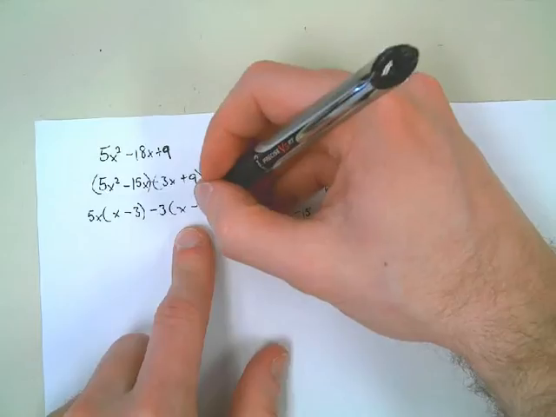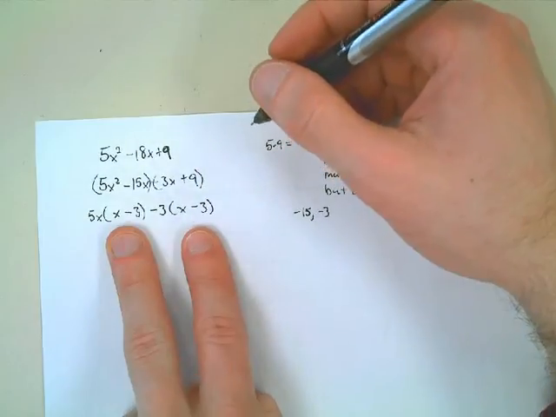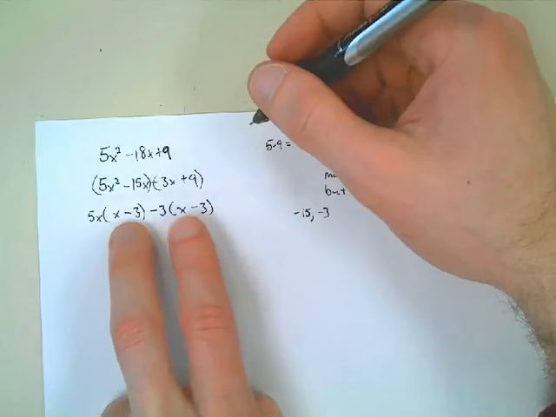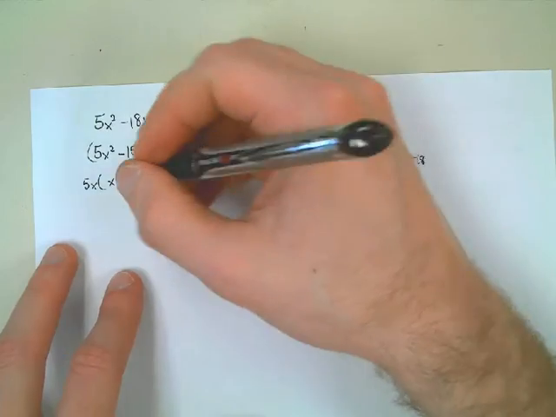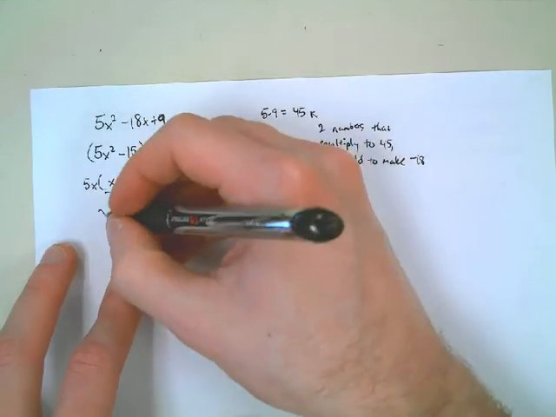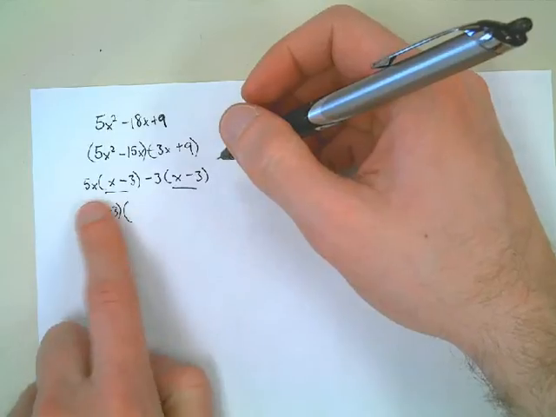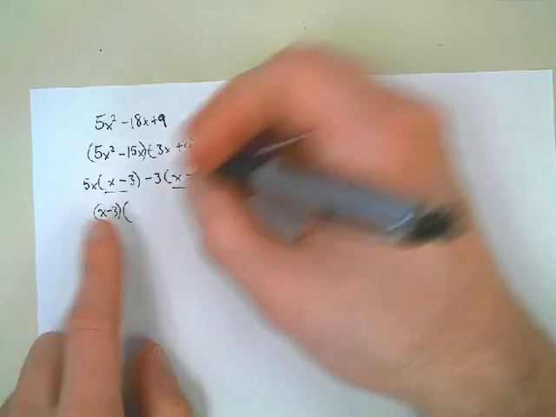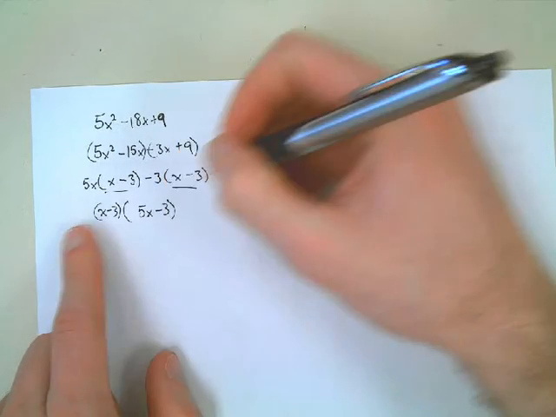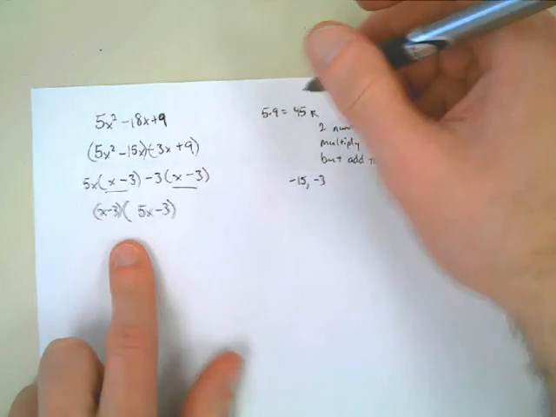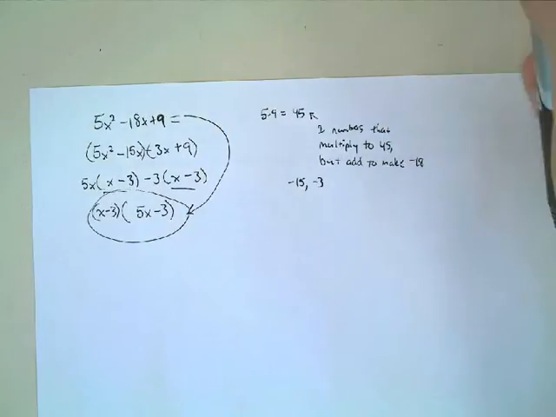And then what do you notice? Yeah, we end up with a common binomial there that can also then be factored out. So now we can factor out this x minus 3 from each thing. And so if I factor x minus 3 out of this, what's left? 5x, and then the minus 3 is left from there, and there's our answer. That is equal to how you factor that one. Okay.